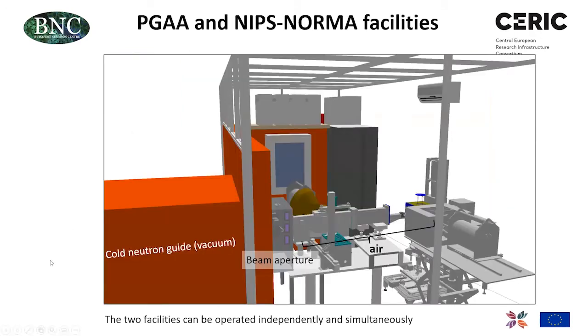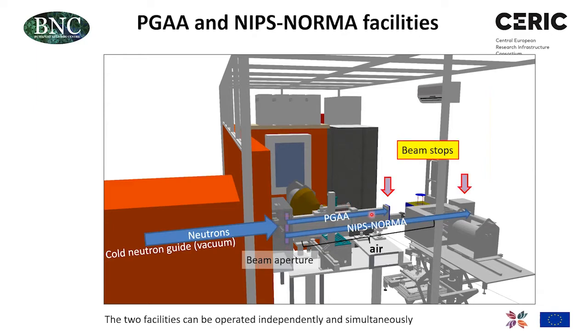This is a side view. The neutrons are coming from this direction. From here, the neutrons are split into two halves. The upper half goes to the PGAA station, and the lower half goes to the Norma station. So these two facilities can be operated simultaneously and independently of each other, thanks to these apertures. And of course, we have beam stops where unused neutrons are absorbed.